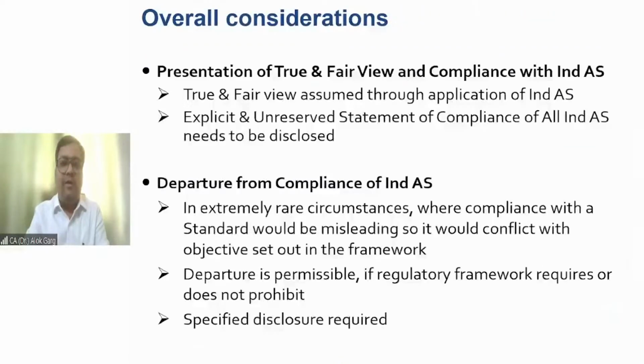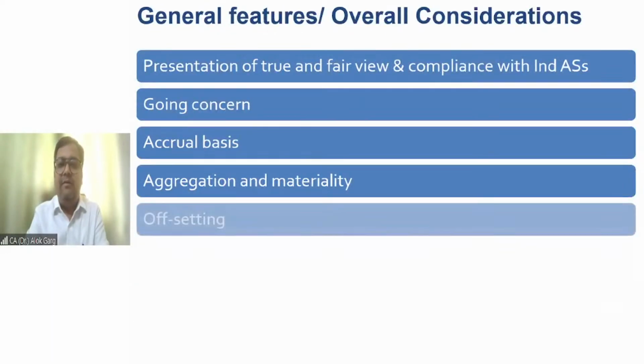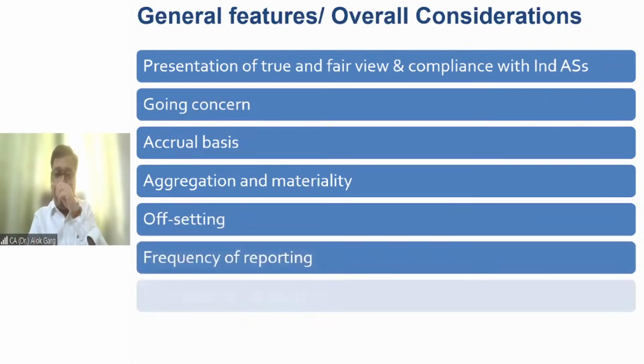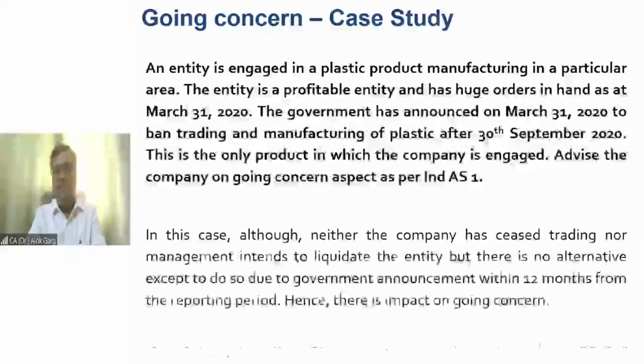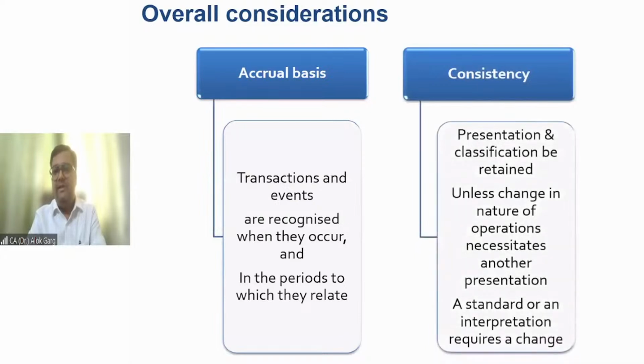So now let's move further. We talked about aggregation and neutrality. We talked about offsetting. Now let's talk about frequency of reporting, comparative information, and consistency of presentation. So friends, Ind AS says that consistency: presentation and classification should be retained unless a change in the nature of operation necessitates another presentation, or a standard or an interpretation requires a change. Friends, Ind AS 1 says that your accounting policy, your presentation in the financial statement, your classification should be retained, should be consistently maintained from one period to another.